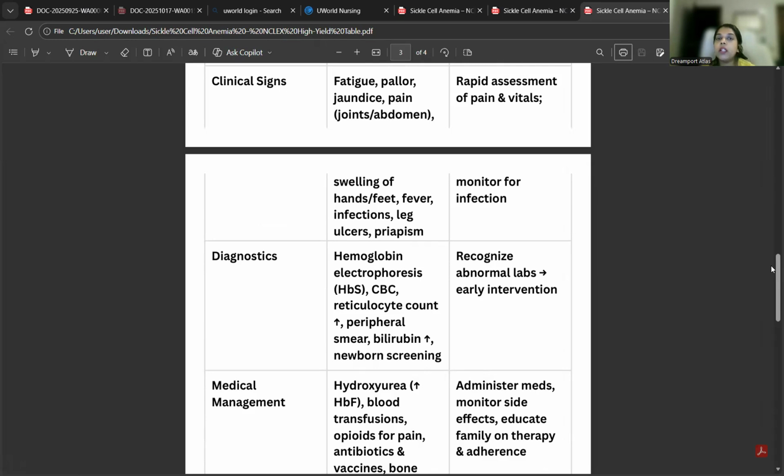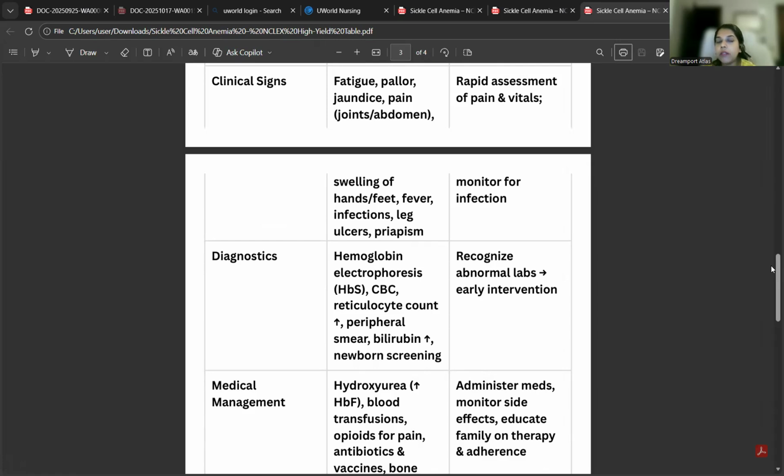Here we can look for swelling of the hands or feet, fever, infections, and leg ulcers because of this hypoxia, and excessive sweating can be noted in a patient with sickle cell crisis. And also we have to look for infections.